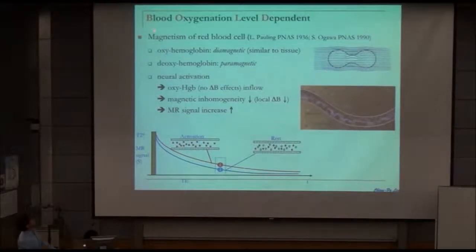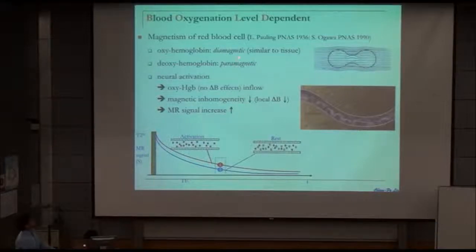So BOLD is actually blood oxygen level dependent. What does that mean? I'll use this region as an example. For example, this is the neural activation region, the cerebral cortex here. We know that this region is in general full of oxygen, that means oxygenated hemoglobin. And also these regions.